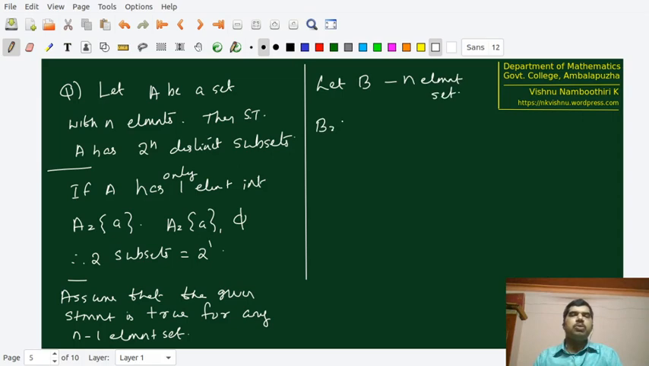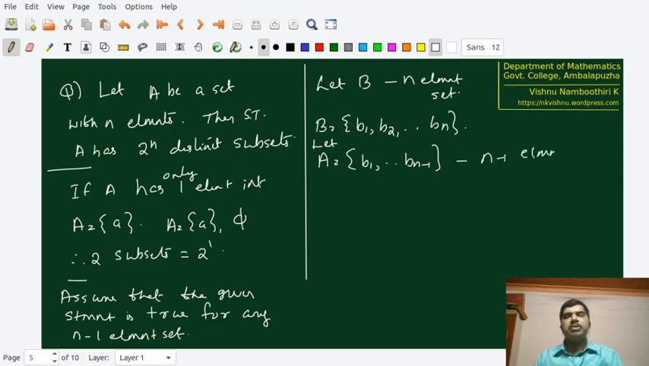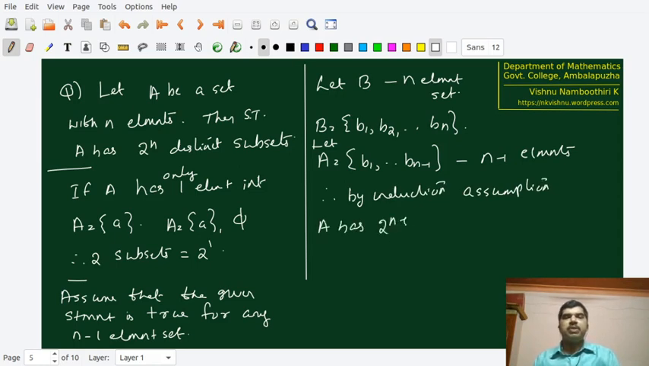So we can write B equal to {B1, B2, etc., Bn}. Now B has n elements. By dropping just Bn, we will form another set. Let A be equal to {B1, etc., Bn-1}. So this has n-1 elements. And how many subsets does this A have? By our previous assumption, for any n-1 element set, our statement is true. Therefore, by induction assumption, A has 2 raised to n-1 distinct or different subsets. We have to show that B has 2 raised to n subsets.